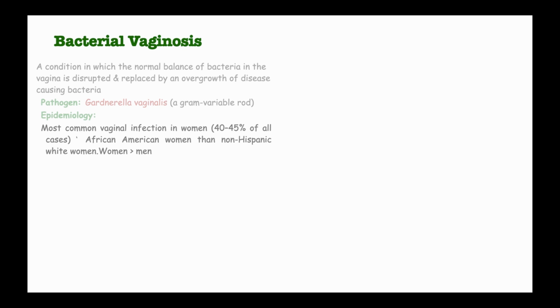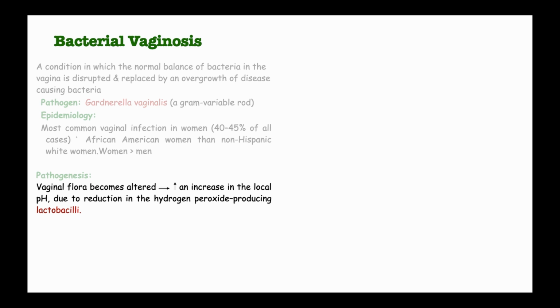Now, with the pathogenesis of bacterial vaginosis, what we find is that the normal vaginal flora becomes altered through known and unknown mechanisms, causing an increase in the local pH of the vagina. As we discussed in our previous tutorials, the vagina has a pH which is more acidic. Once the environment gets altered, the acidic environment of the vagina begins to change, and this promotes the growth of other bacteria inside the vagina.